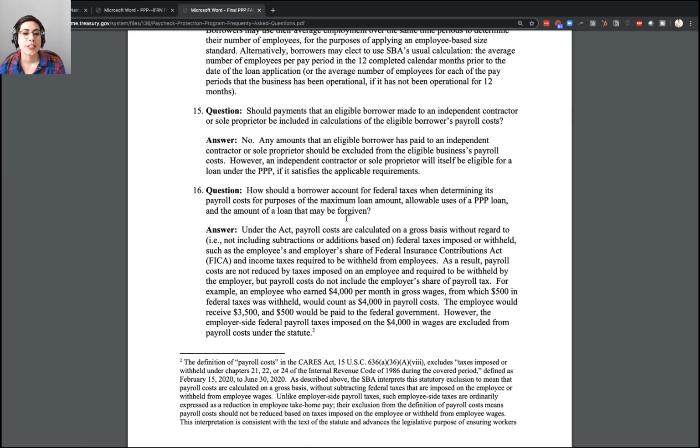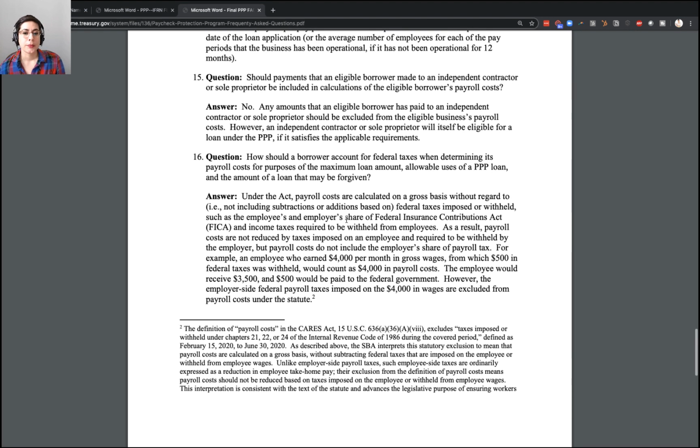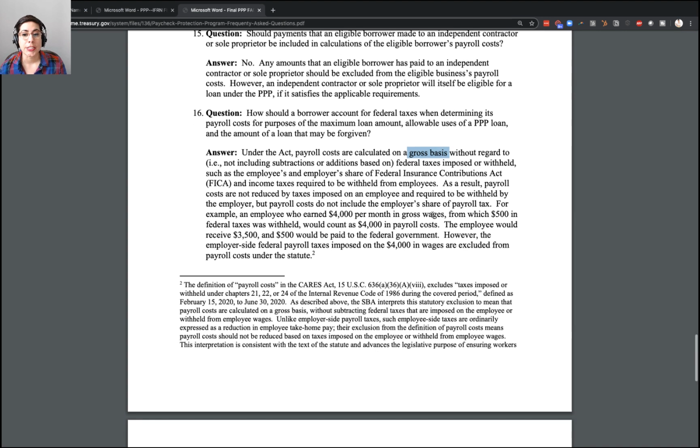Skipping down to question number 16 on the FAQs from the Department of Treasury: How should a borrower account for federal taxes when determining its payroll costs for the purposes of the maximum loan amount, allowable uses of the PPP loan, and the amount of loan that may be forgiven? Under the Act, payroll costs are calculated on the gross basis. You're paying your employees on a gross basis, not net. They are getting paid net. You are paying gross. And so you need to include that.